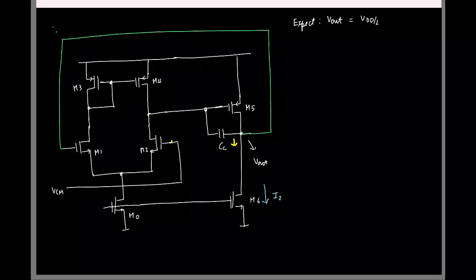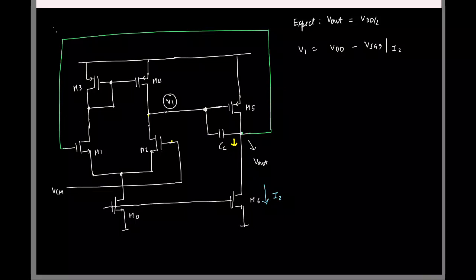So if I call this voltage some V1, let me mark it here. So what do you think V1 will be equal to? If M5 is carrying a current I2, what can I say about V1? VD minus VSG of M5 at a current of I2. Fine.